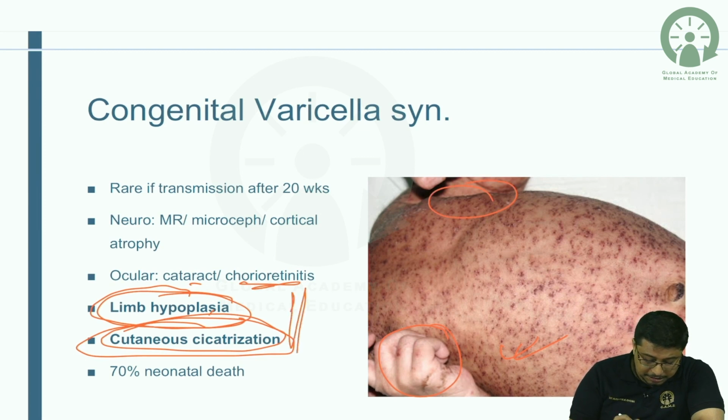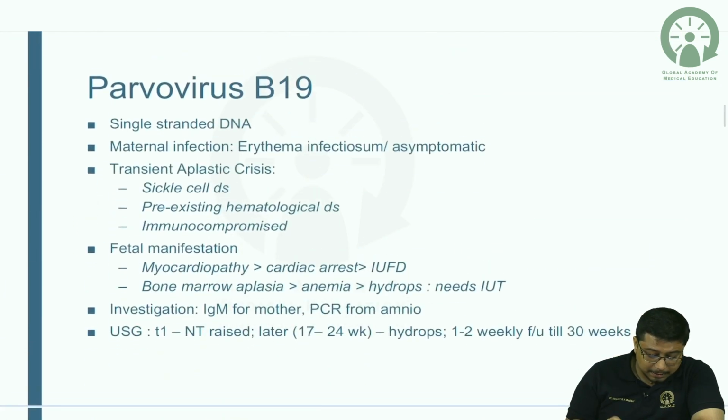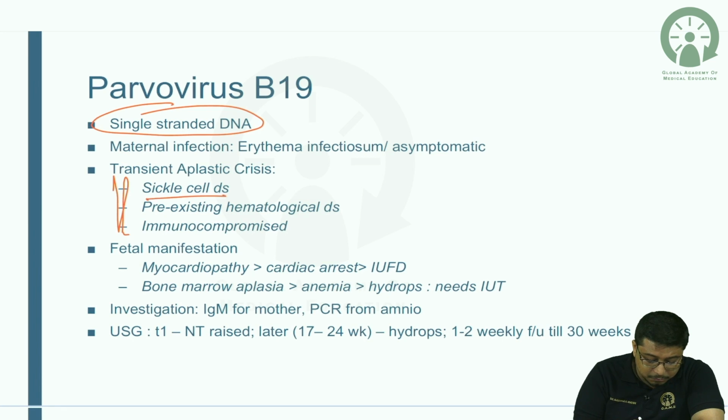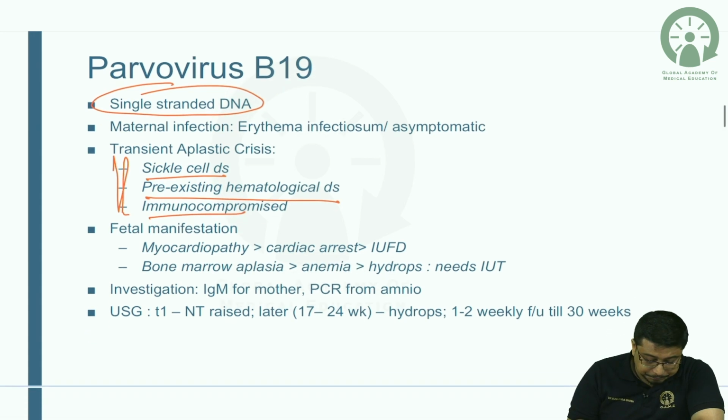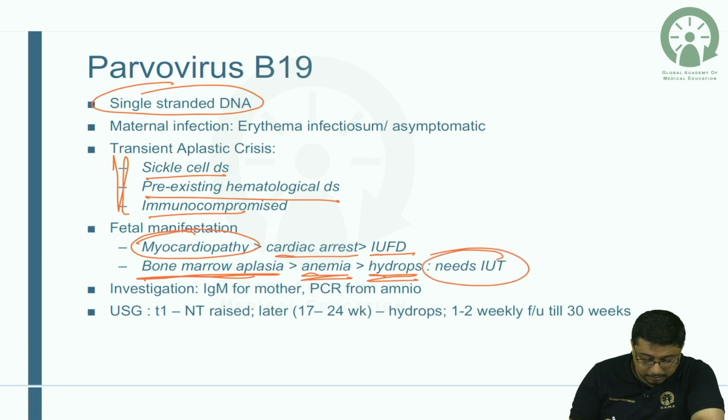So limb hypoplasia and cutaneous cicatrization, these are the hallmark. Another is parvovirus. It's a single-stranded DNA virus, which is rare. It can cause very dangerous effects in mothers who have sickle cell disease, pre-existing hematological conditions, or are immunocompromised. In the fetus, it can cause myocardiopathy, cardiac arrest, and fetal death, or bone marrow aplasia leading to anemia, leading to hydrops, and might need intrauterine transfusion.